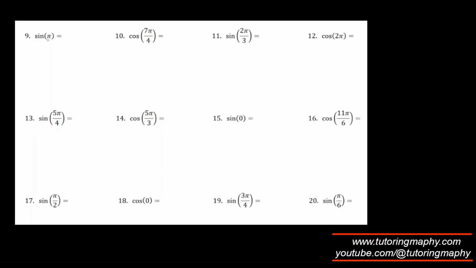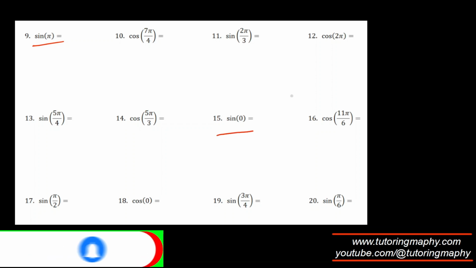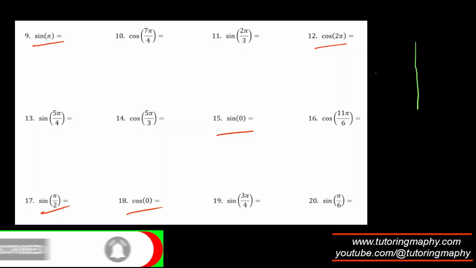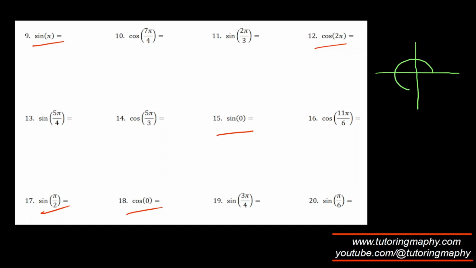Likewise, a couple more questions: sine pi, sine 0, cos 2 pi. These values we can easily understand using a unit circle. So this is 1 comma 0, negative 1 comma 0, 0 comma 1, 0 comma minus 1. Let's focus on only the cos values, because cos values are the x coordinates. So cos 2 pi is the same as cos 0, and cos 0 is just 1.